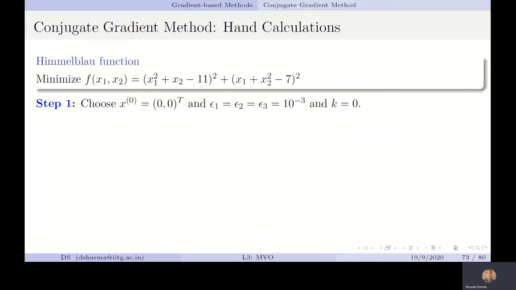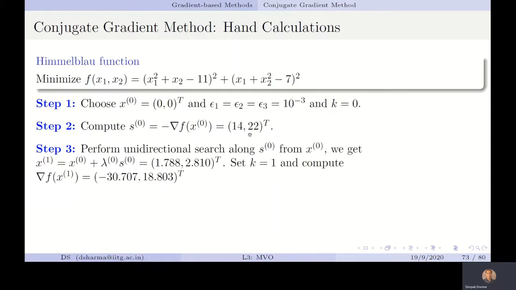Let us see how this conjugate gradient method works. We will be solving the same Himmelblau function, and the range of x1 and x2 lies between 0 and 5. We are again choosing 0 and 0, the origin point, the various values of epsilon here, and k equal to 0. Here you can assume the capital M is, say, 100.